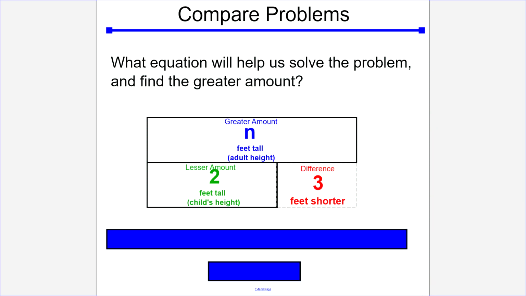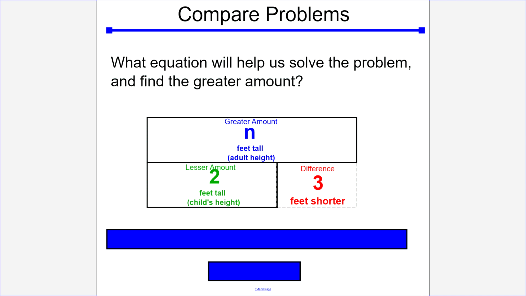What equation will help us solve this problem and find the greater amount? How will I determine the greater amount in this problem? Will we add or subtract? You're right. To find the greater amount, we add the lesser amount plus the difference. What is the equation we will write to solve this problem?